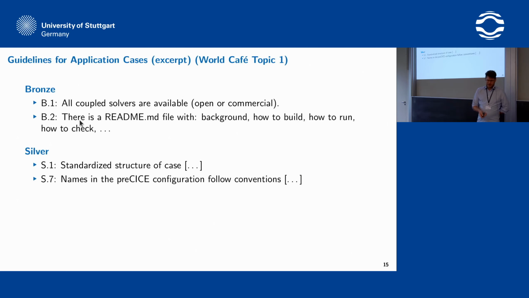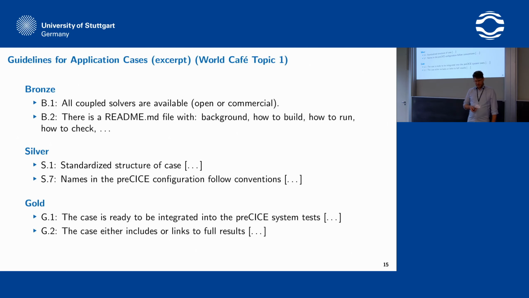Silver would then be that you follow a standardized structure of the case. So like that each participant is a different subfolder, for example, and how the preCICE config should be named, and that all the names in the preCICE configuration file follow a certain standard, so that you, for example, write velocity and not u. And in gold level, it would mean that the case is ready to be integrated in the system tests, and that the case either includes or links to full results, so that people can really check one-to-one whether it is reproducible.